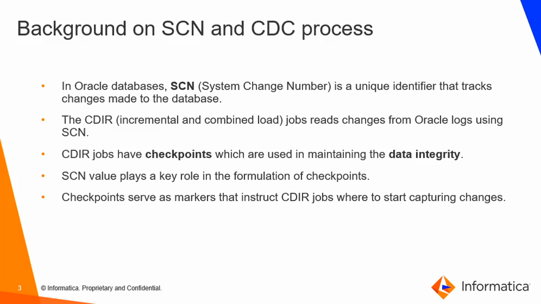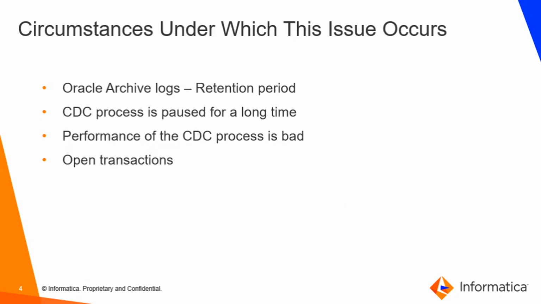SCN is the abbreviation for System Change Number. Oracle SCN is a unique identifier that Oracle uses to track every transaction in the database. Cloud database ingestion jobs, especially the CDC part of the incremental and combined load jobs, read changes from Oracle logs using the SCN. The jobs have checkpoints which are used in maintaining the data integrity. SCN value plays a key role in the formulation of checkpoints. The checkpoint acts as a marker to tell the CDIR jobs from where to begin capturing changes.